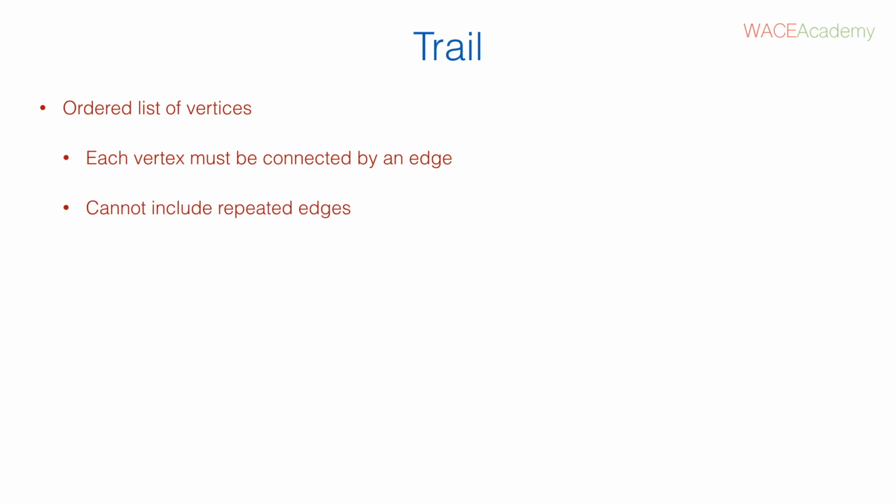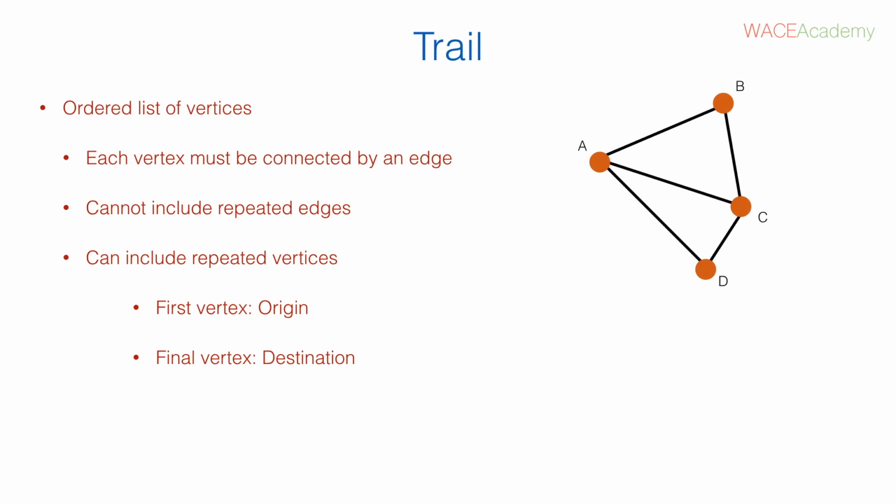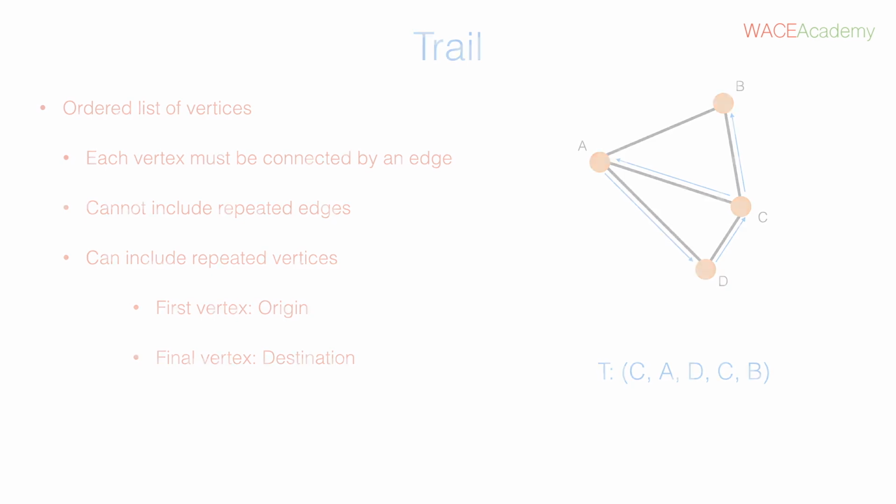Next we have trails. A trail is similar to a walk in that it is an ordered list of vertices that must have an edge between each vertex. However, a trail cannot include repeated edges. Repeated vertices are fine, however. Here's an example. Starting at vertex C, then moving to A, then D, then back to C, and finishing at B, which would be written like this. Notice how the trail has passed through C twice, but doesn't have any repeated edges? Remember, trails have no repeated edges.